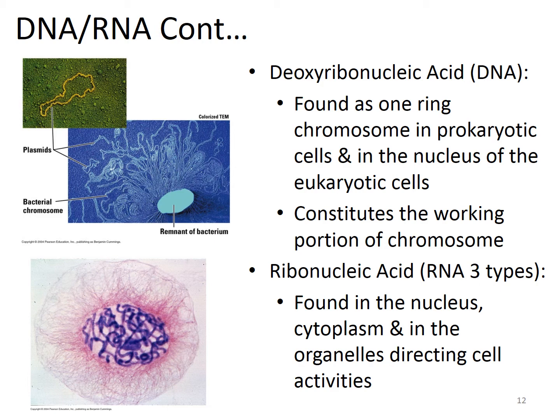The RNA, and those 3 types of RNA that we talked about, depending on the type of RNA and what's going on with respect to the cellular processes, might be found in the nucleus, in the cytoplasm, or at a ribosome, interacting with DNA to help drive these cell activities.